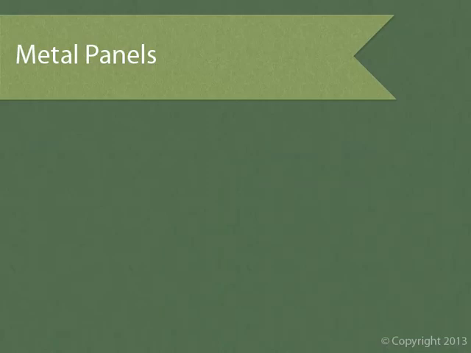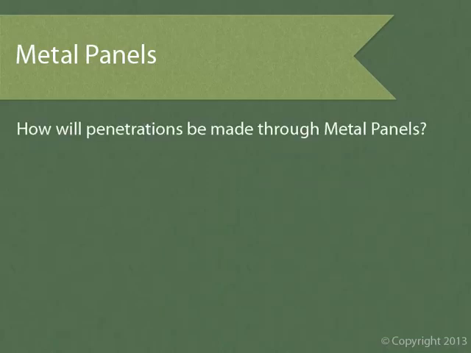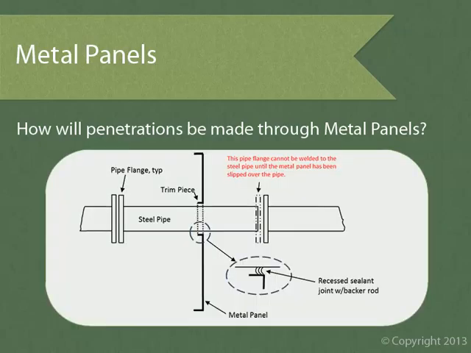Alright, let's do another one. As part of the skin coordination effort, we need to determine how penetrations will be made through metal panels. This is similar to the lapping issues we just went over in that we need to avoid large surface-applied sealant joints. Just like head, jamb, or sill details, penetrations are intersections of two different subcontractors, so we need to coordinate the work of those two different trades.